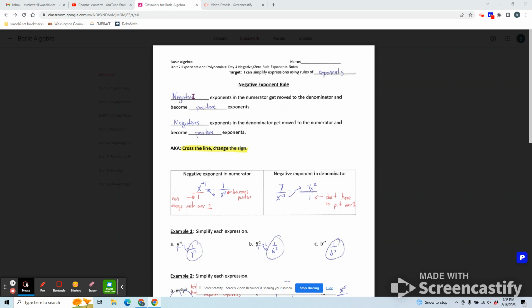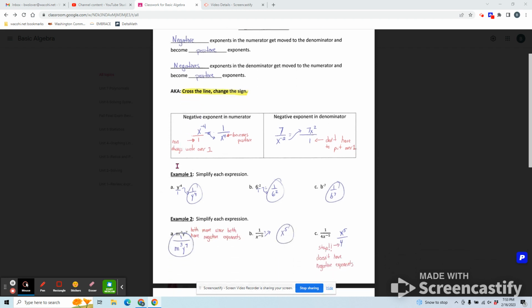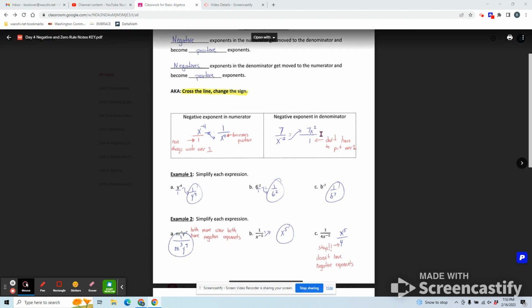Negative exponents in the numerator, which is the top, get moved to the denominator, which is the bottom, and become positive exponents. Negative exponents in the denominator get moved to the numerator and become positive exponents. AKA, you cross the line, change the sign. So your line is your fraction bar. So you cross that line, you got to change the sign. So if I'm moving from the numerator to the denominator, or top to the bottom, I have to switch that sign. So here's our two examples.